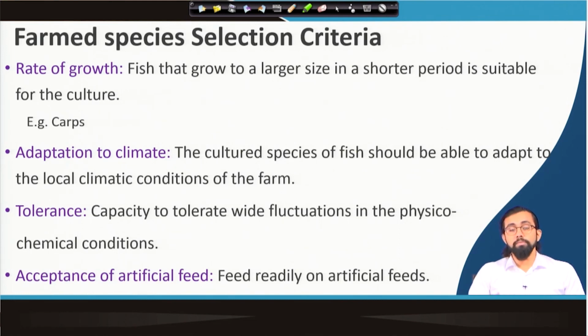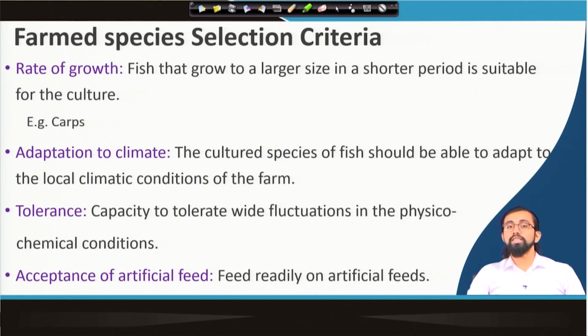It has to have a capacity to adapt to the climate. What does that mean? Because most of the fishes are very much susceptible, as I mentioned to you, to minor changes in the environment, minor changes in the water quality. Whereas we have to find out the species which can sustain even certain changes in the climate conditions, the local climate conditions, and somehow adapt to the local climatic conditions of the farm easily. It should have a tolerance to wide fluctuations of the physicochemical conditions. It's almost the same as the earlier discussions that we had.